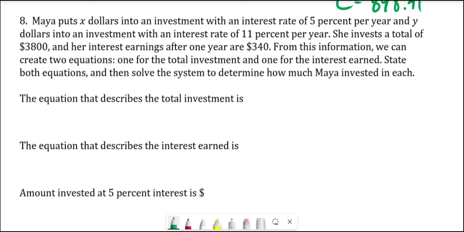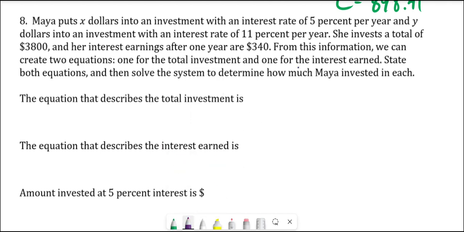Number 8 says, Maya put X dollars into an investment with an interest rate of 5% per year, and Y dollars into an investment with an interest rate of 11% per year. She invests a total of $3,800, and her interest earnings after 1 year are $340. From this, we're going to create some equations and solve the system. So let's dive on in.